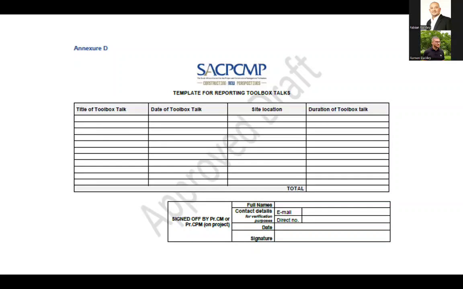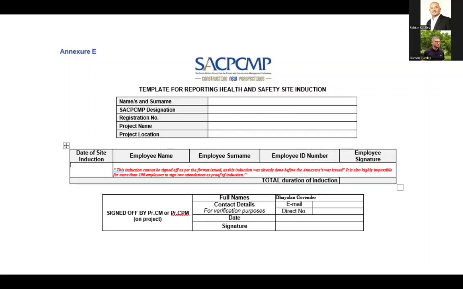Okay, going on to the next template, Annexure E. This is for reporting health and safety inductions. This is now where you're going to obviously put your information in. It's going to be name and surname, SACPCMP designation, registration number, project name, project location.